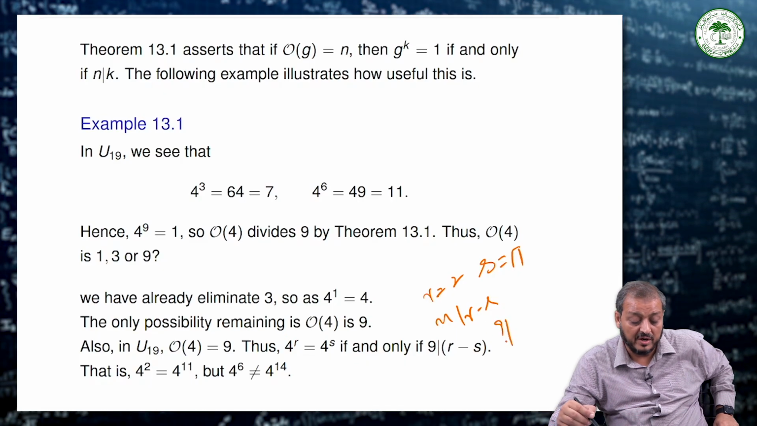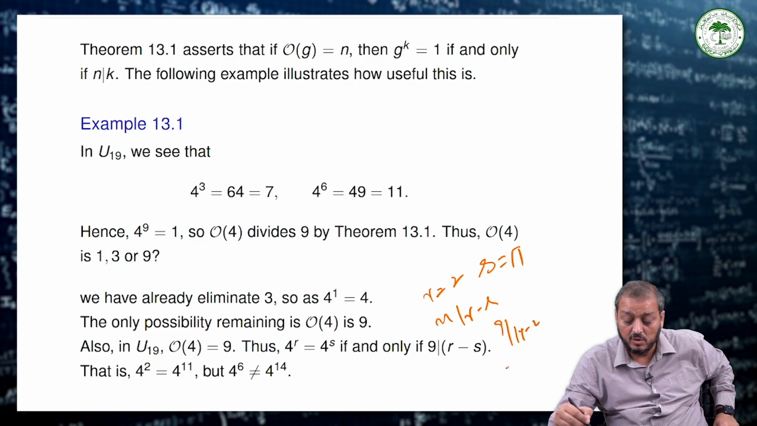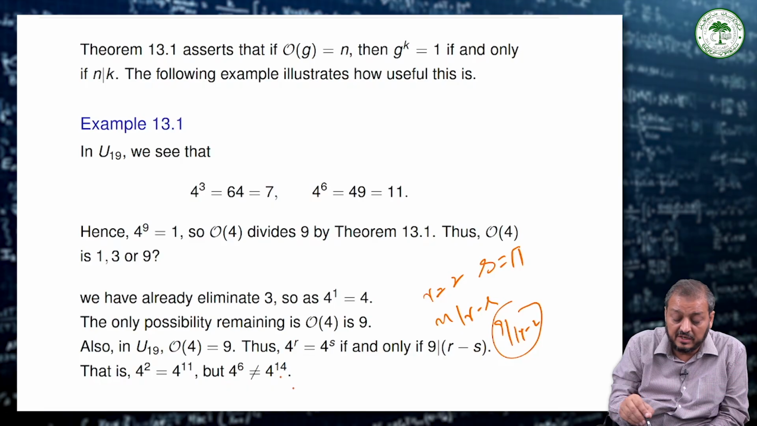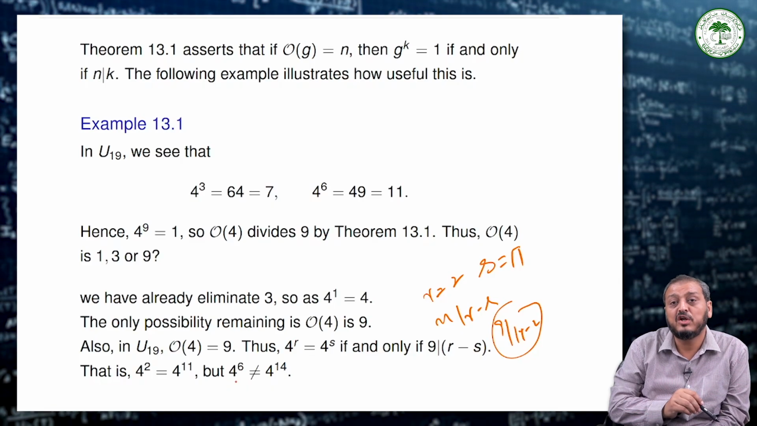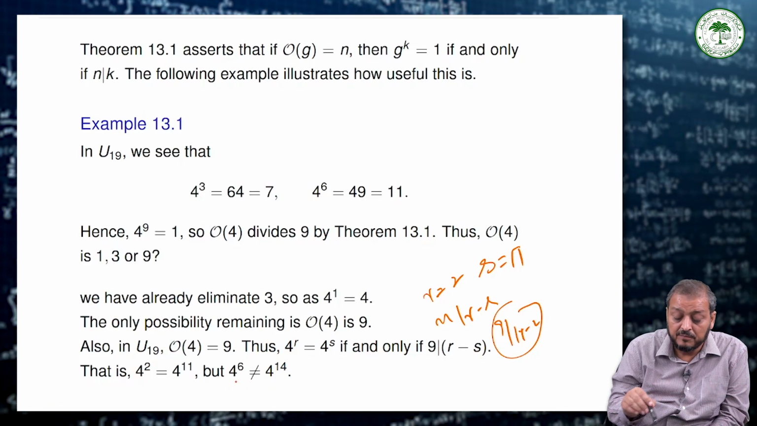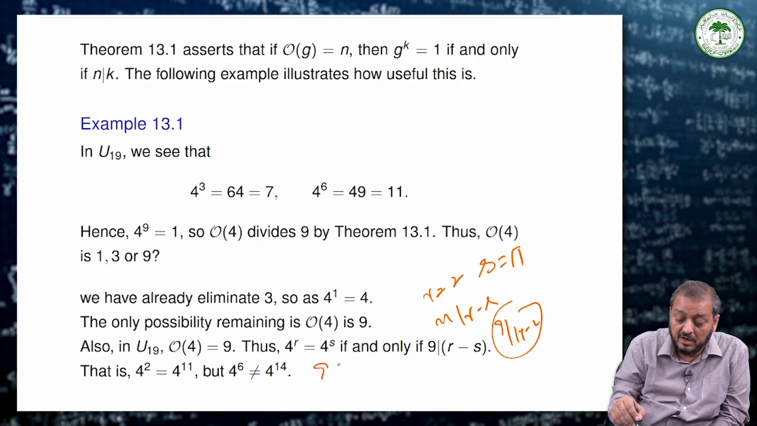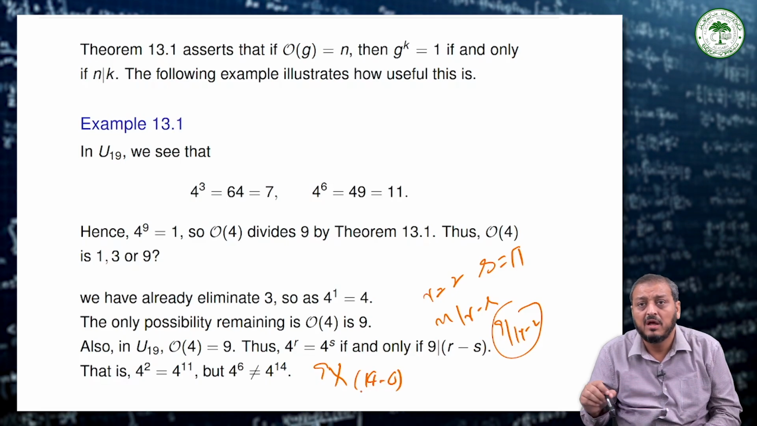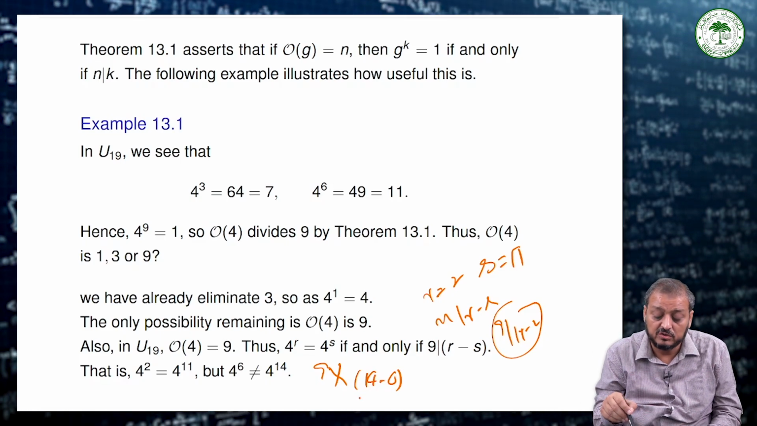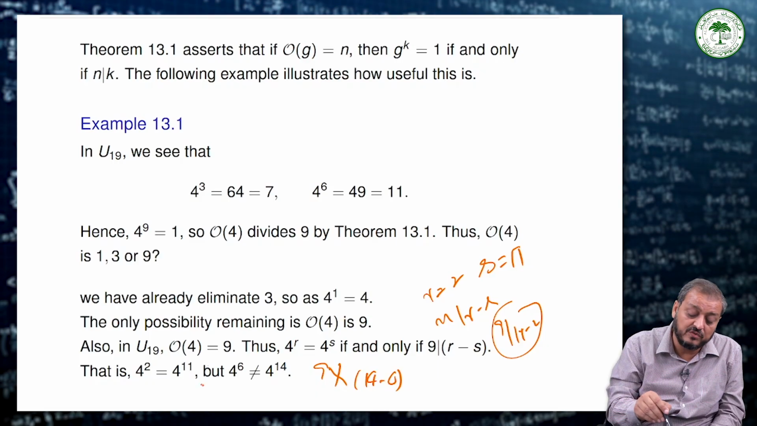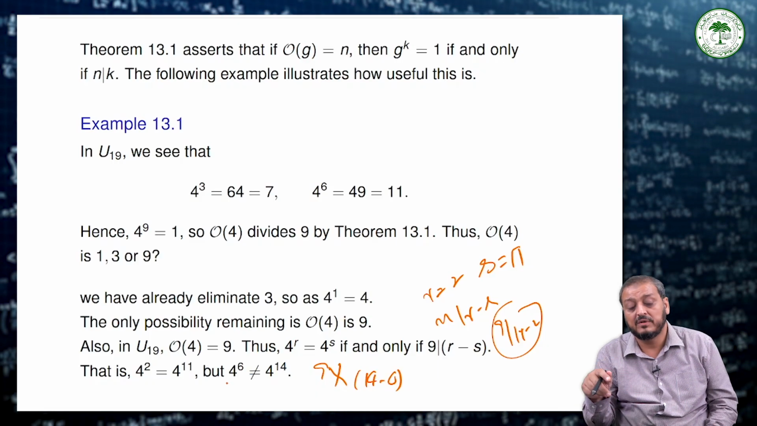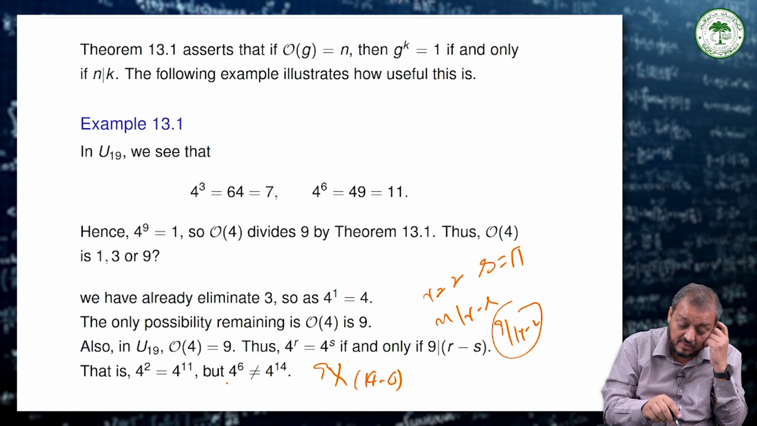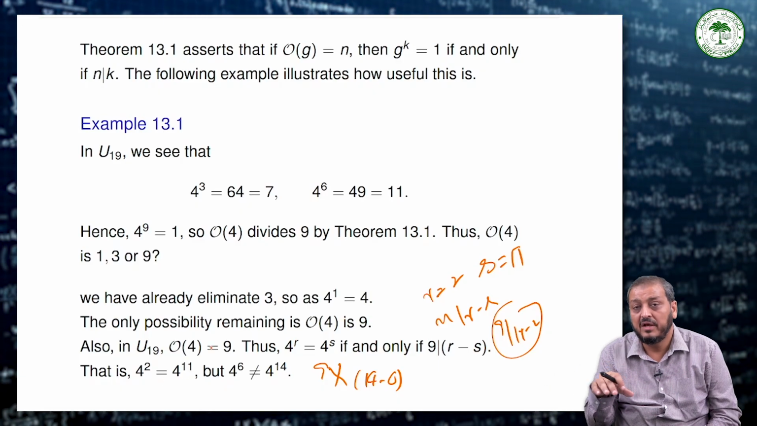So, 9 should divide 11 minus 2, clearly 9 should divide into this. But in the second case, 4 to the power 6 is not equal to 4 to the power 14. Why is it not equal? This means 9 does not divide 14 minus 6, or 6 minus 14, vice versa. So 9 does not divide 14 minus 6. That means we can say that 4 to the power 6 and 4 to the power 14 are not the same, but 4 to the power 2 and 4 to the power 11 are the same.